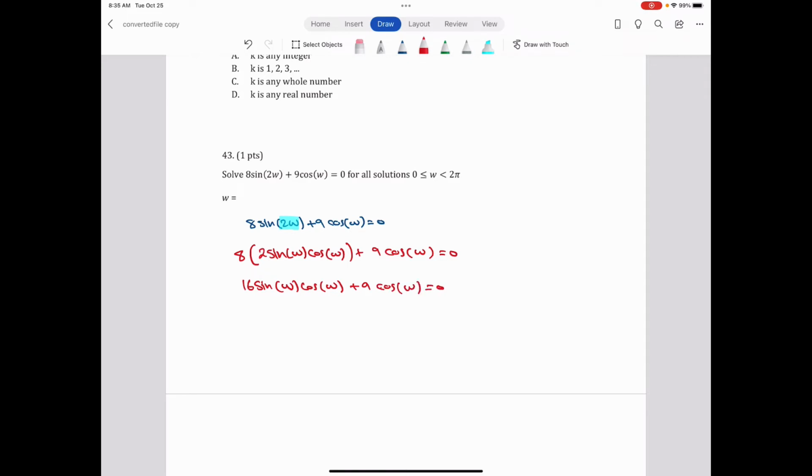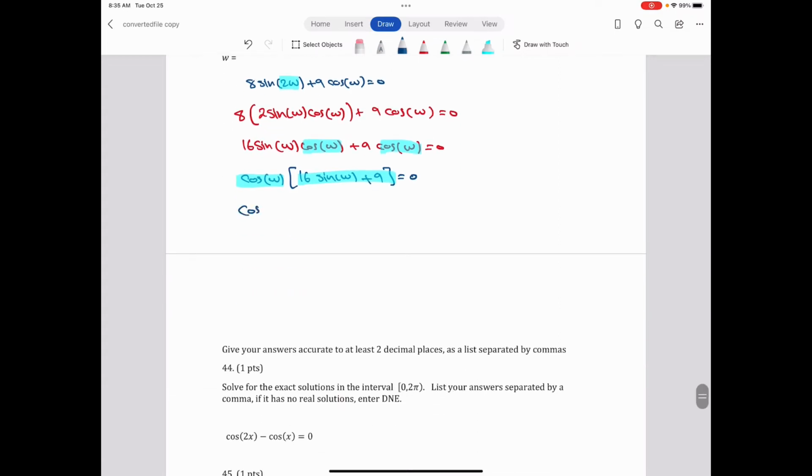Now I'm going to take cosine out as a common factor, so I will get cosine w. The remainder is 16 sine w plus 9 equals 0. So I have two quantities whose product is 0. That means either one of them is 0. So either cosine w is equal to 0 or 16 sine w plus 9 equals 0. I'm going to solve the first one here.